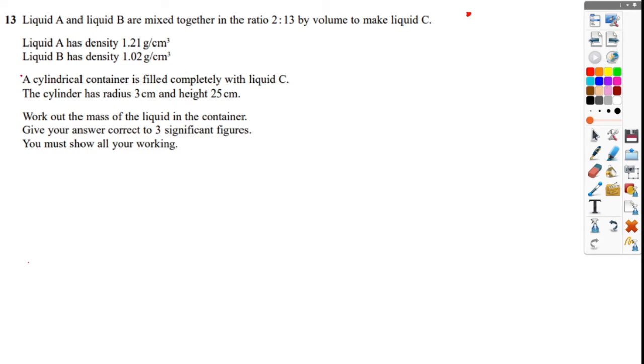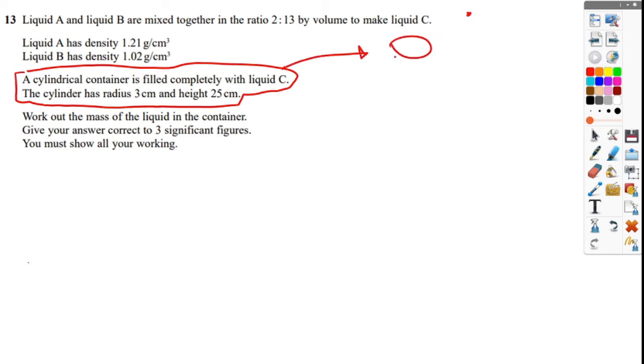Now, there's a lot to it. First of all, I'm going to focus on this little bit here, the container. If you ever see something like this, I feel like I need to work out the volume of this. And this is where you might get marks where you probably won't see it.